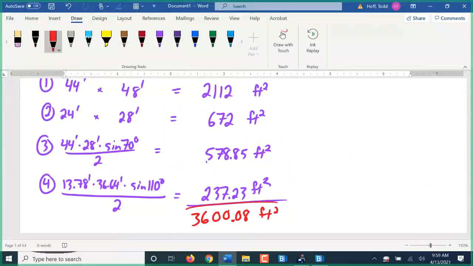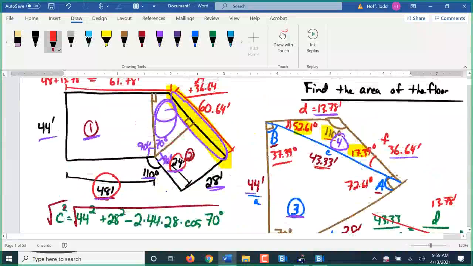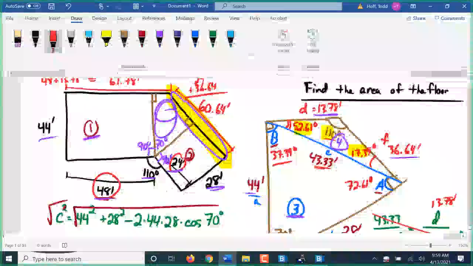$3,600 square feet. So that's kind of a round number for that odd shape. Hopefully, finding the areas of something like that, as long as you see the key, whenever you see something like this, remember we try to cut out rectangles.